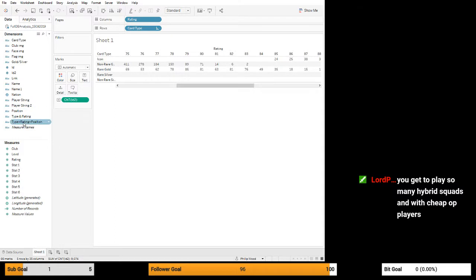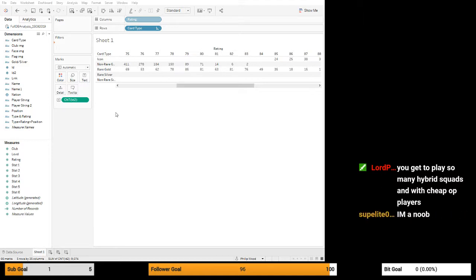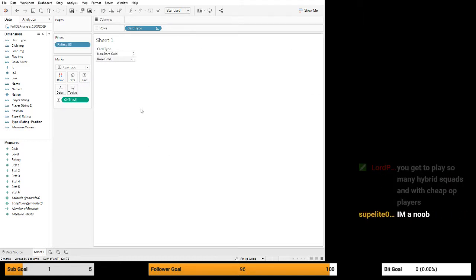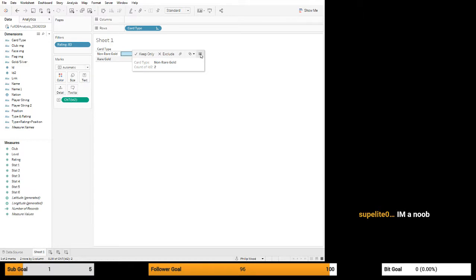We want to see something about what we can do is filter this down and look at positions as well. So let's filter it down so we're only looking at, for example, 83s. So there's 2 non-rare 83s. And by the way, we can just click this and see who they are.